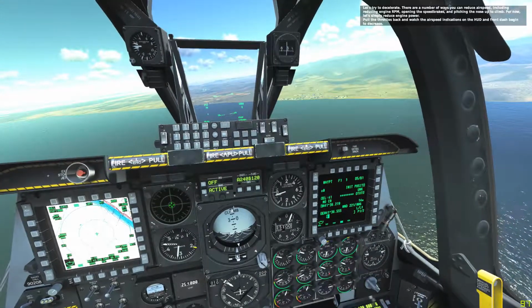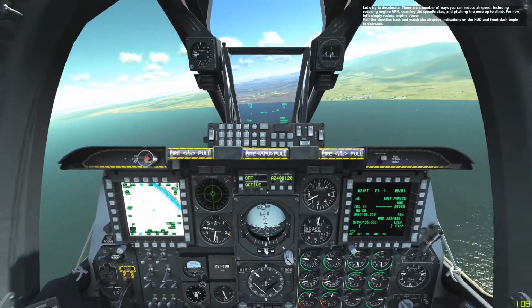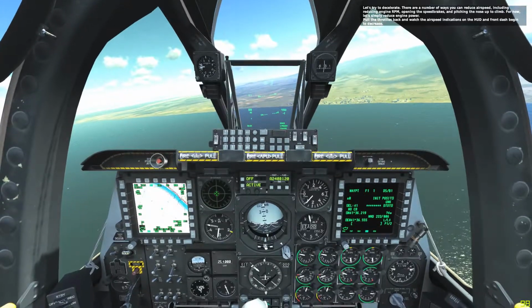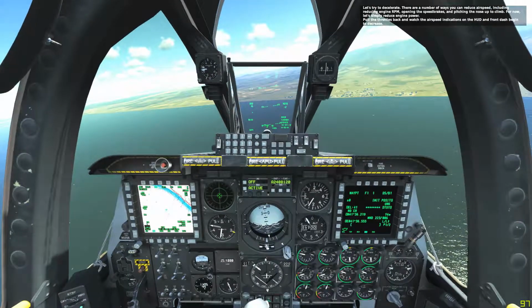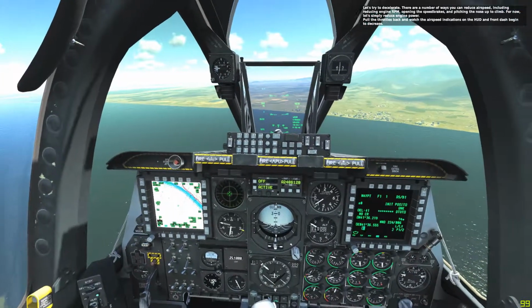Let's try to decelerate. There are a number of ways you can reduce airspeed, including reducing engine RPM, opening the speed brakes, and pitching the nose up to climb. For now, let's simply reduce engine power. Pull the throttles back and watch the airspeed indications on the HUD and front dash begin to decrease.